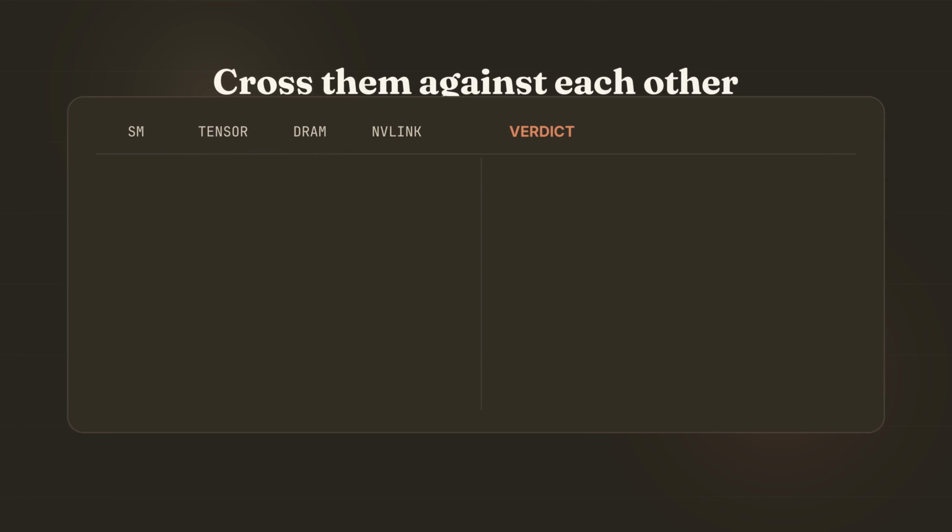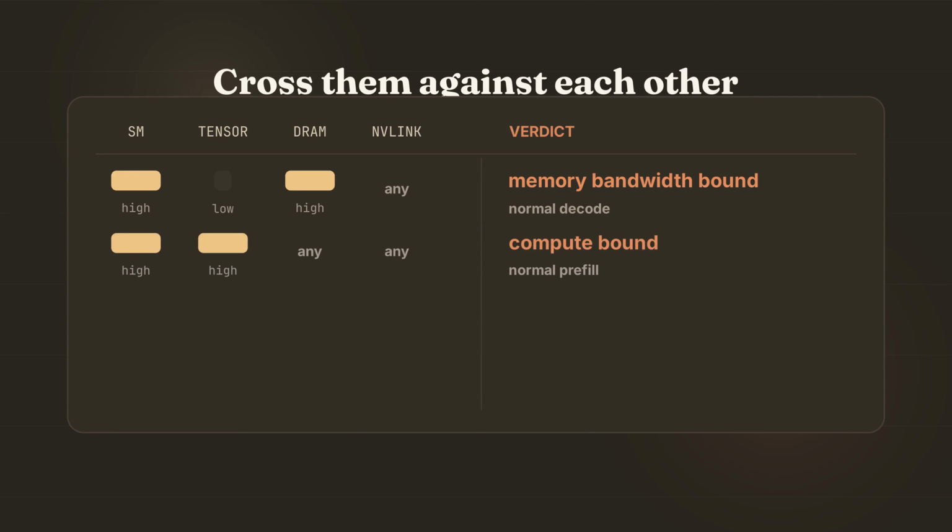So is any one of those 4 a verdict on its own? No. We get a verdict by crossing them against each other. And this is the card to screenshot. Say your multiprocessors are busy, the tensor pipe's quiet, and the memory interface is busy. So the machine is working hard, and almost none of that work is math, and that's bandwidth bound, and it's completely normal for the stage that writes the answer out. Now the multiprocessors are busy, and the tensor pipe is busy along with them. That's compute bound, and it's normal for reading a long prompt.